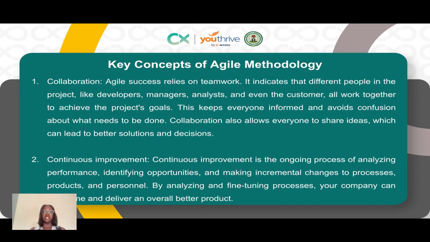Now, agile methodology has a couple of key concepts, and we'll address about four of them. One of them is collaboration. Agile success relies on teamwork, same as traditional product management. And so you're working with a team of cross functional stakeholders, and as a product owner, you have to learn how to collaborate effectively with them for the delivery of product success.